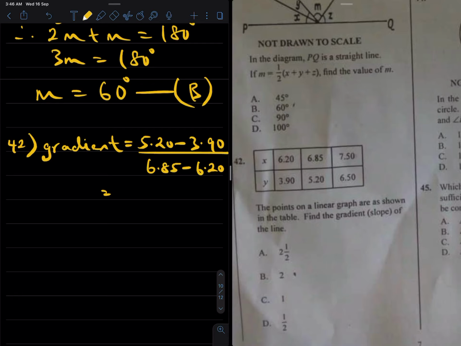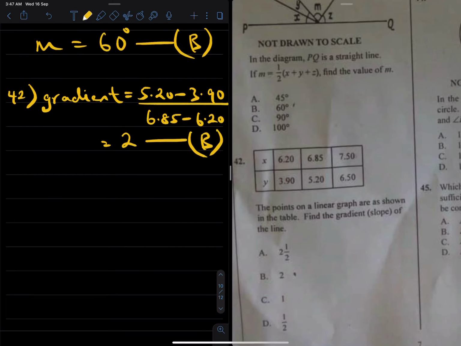5.20 minus 3.9 divided by 6.85 minus 6.20, and the answer is 2. The gradient is 2, so the correct option is B. Straight to the next, 43, very quickly.